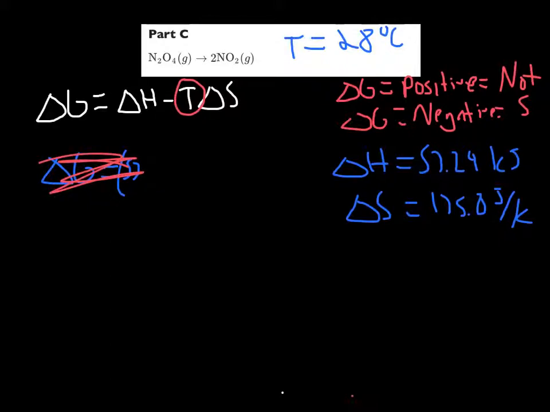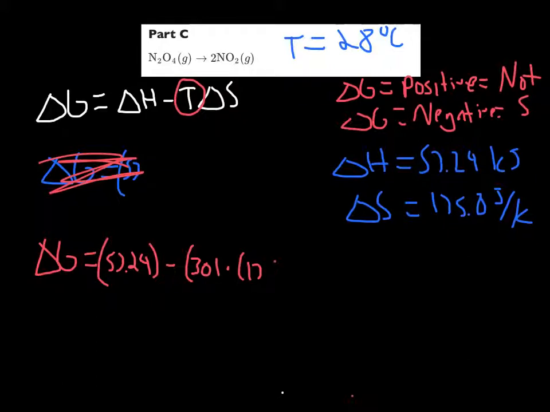We have delta G equals the delta H, which was calculated to be 57.24, minus the temperature, which has to be converted to Kelvin, so 28 plus 273, I got around 301, multiplied by the entropy, which is in joules and needs to be converted to kilojoules, so 175.8 times 10 to the minus 3. When you go through these calculations, I got something around 4.3 kilojoules.